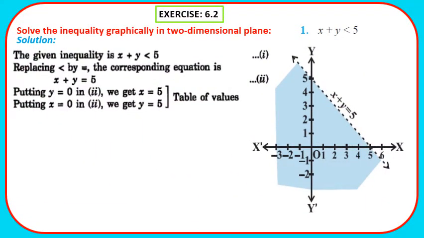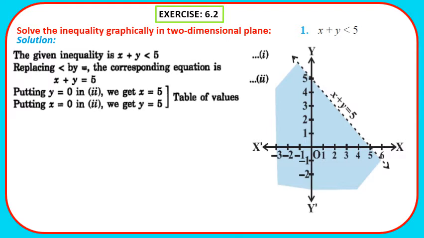Let's start exercise 6.2. Question 1: solve the inequality graphically in two-dimensional plane, and the inequality is x plus y less than 5. Now the given inequality is x plus y less than 5. So putting the value of x equals 0, we get y is equal to 5, and putting y is equal to 0, we get x equals 5. Clear? So plotting these points, we get the solution as shown in the figure.